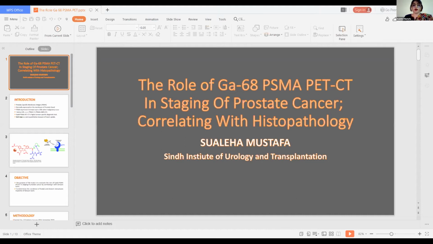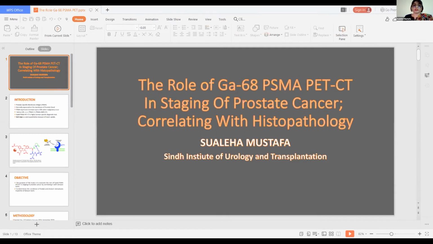So we took the data of 119 patients, which were scanned at our department from January 2019 to September 2020. And then we classified the patients into 5 groups according to their Gleason score. So in group 1, we placed the patient that has the Gleason score of 3 plus 3.